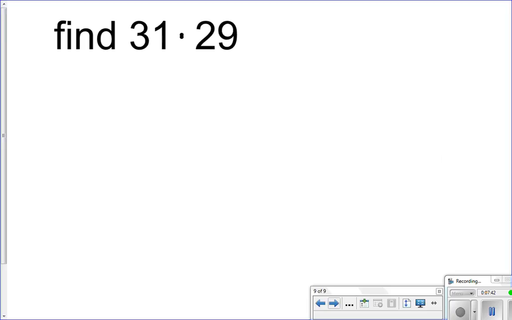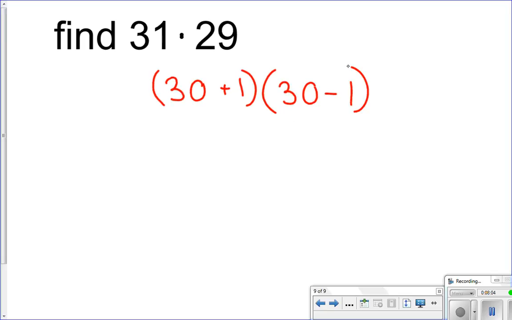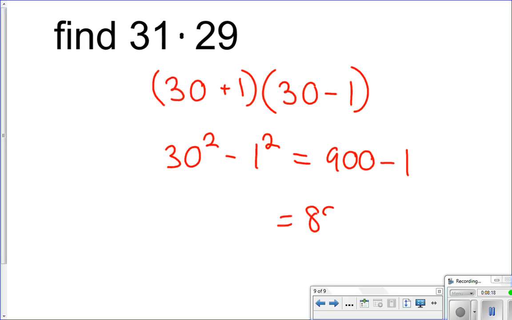So try this one. 31 times 29. So I can rewrite this as 30 plus 1 times 30 minus 1. So it's a difference of squares, so it's 30 squared minus 1 squared, or 900 minus 1, which is 899.